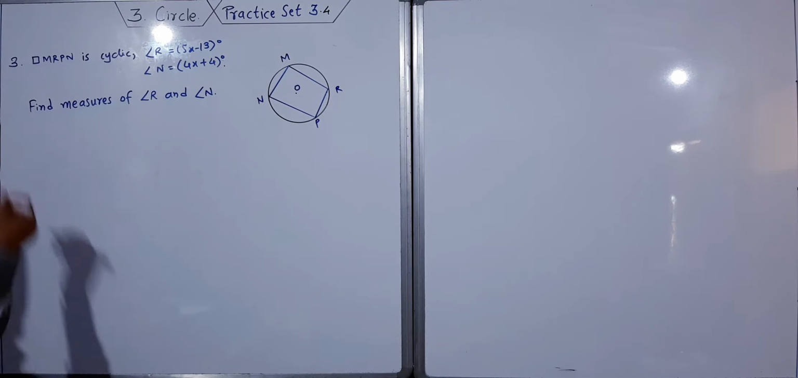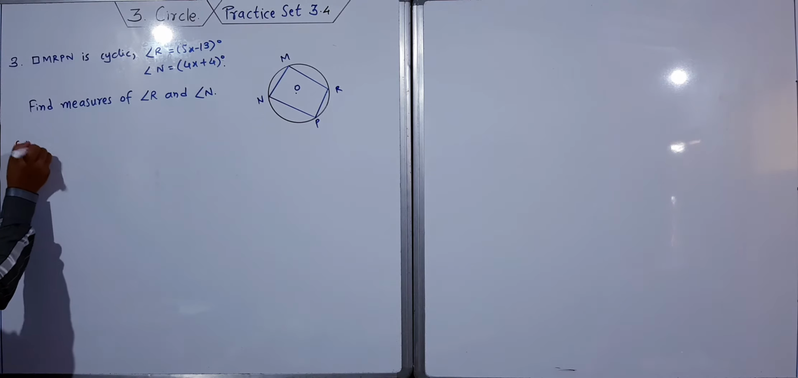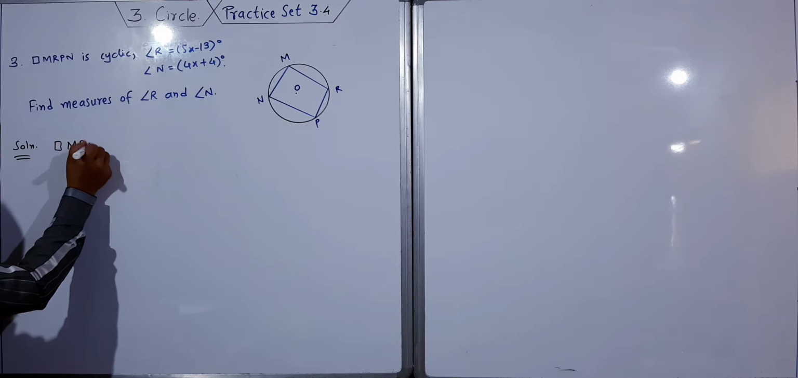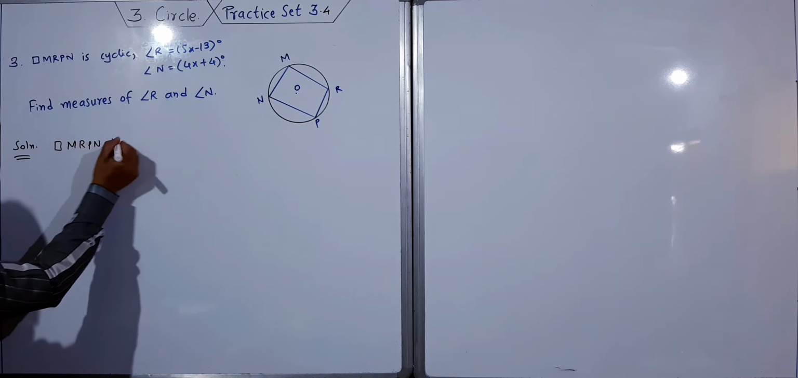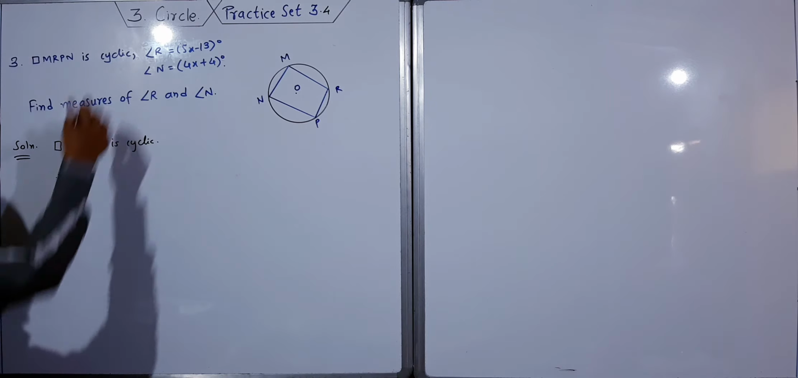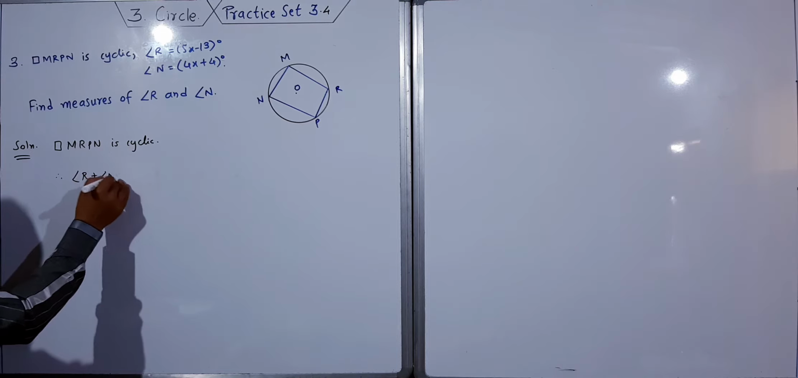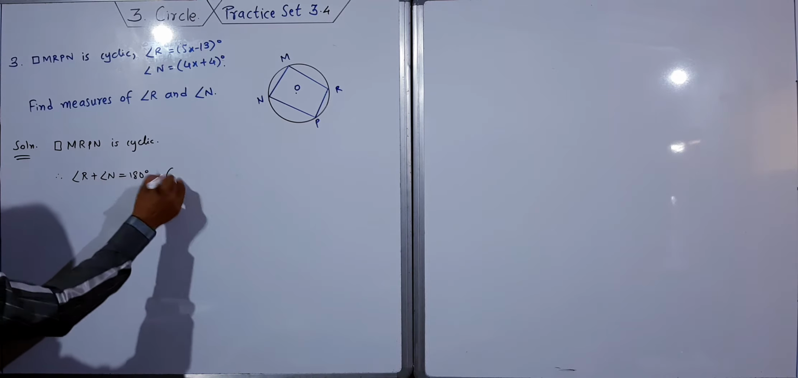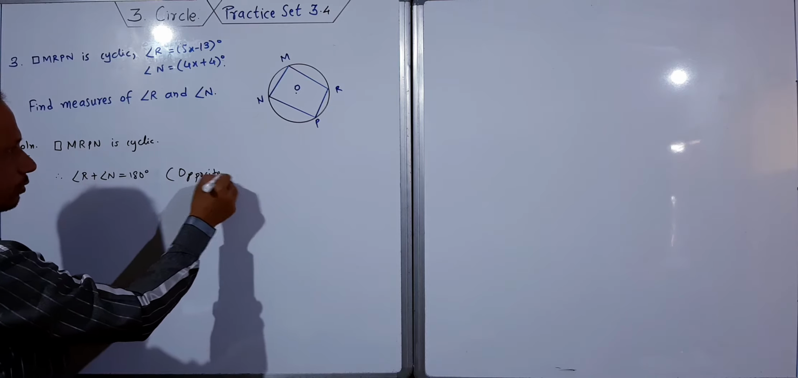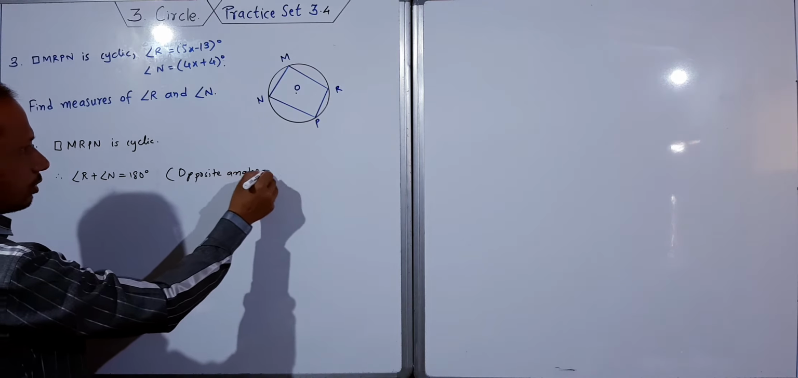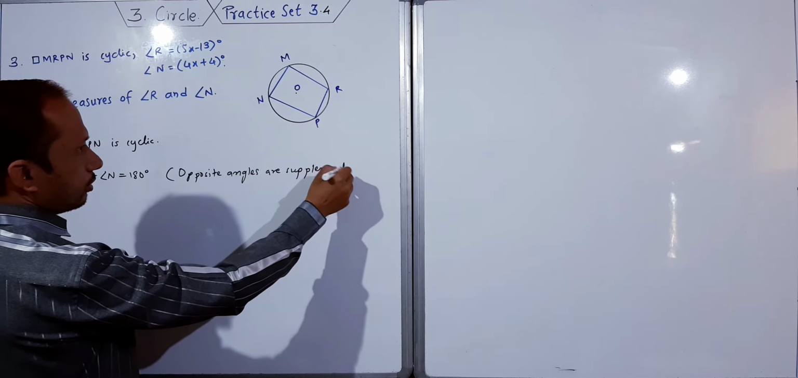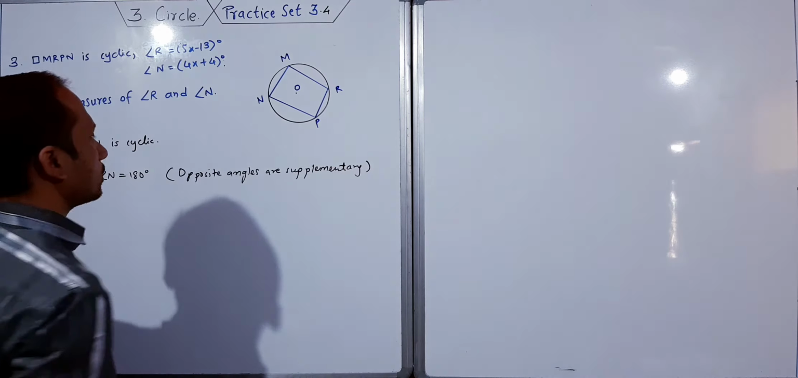So first we'll write the solution, very easy. First write, given: quadrilateral MRPN is cyclic. Therefore, angle R plus angle N is equal to 180, because opposite angles of a cyclic quadrilateral are supplementary. This is the theorem, and this is the name of the theorem also.